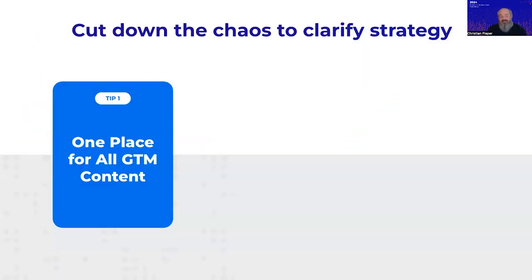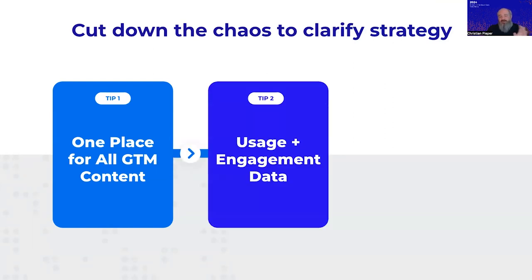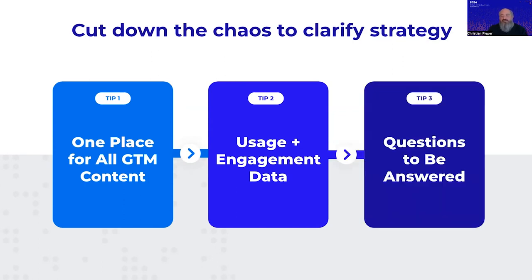First tip I'm going to talk about is how having all your content in one place really helps streamline your efforts. The next one I'll talk about is how layering engagement data on top of your usage data can actually help you understand the impact of content, not just how often it was used. And finally, I'm going to talk about how you can structure your content in a way that makes it more likely that your content will be used by your sellers to move deals forward.